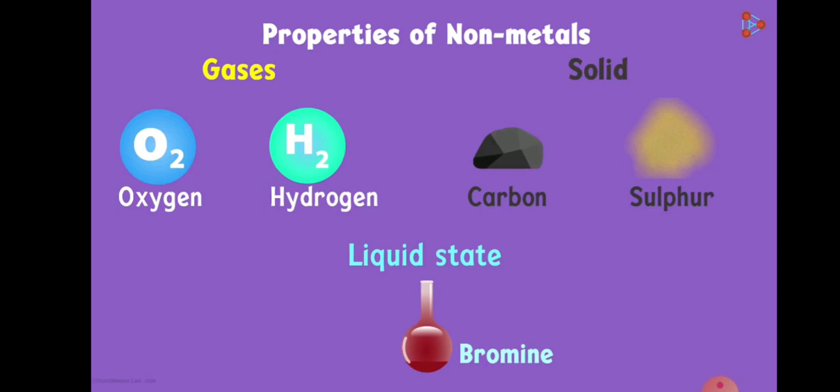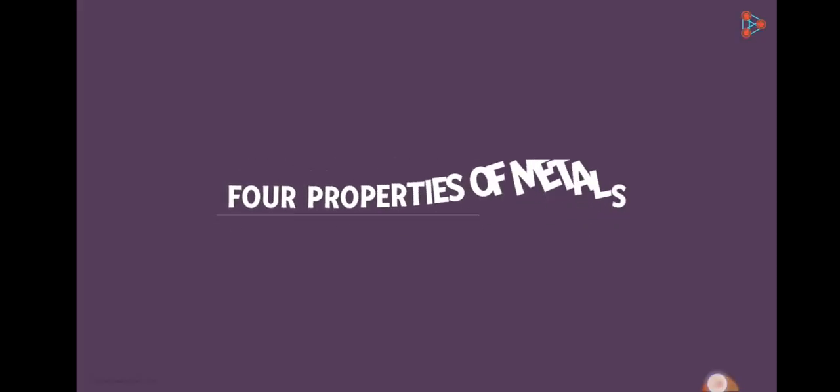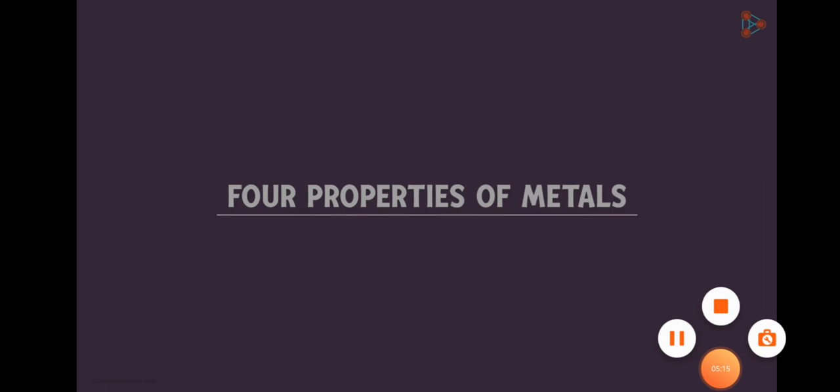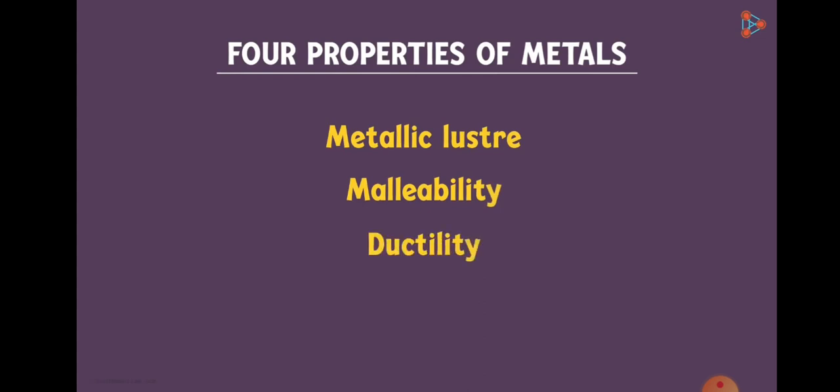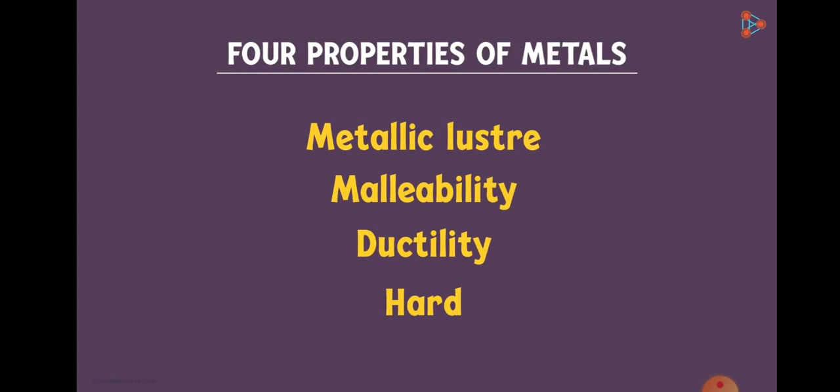Now, there is a video about properties of non-metals. Remember the physical properties of metals. We learned 4 properties of metals in our earlier video. Can you name them for me? Metallic luster, malleability, ductility, and that they are hard. These were the 4 properties, right?